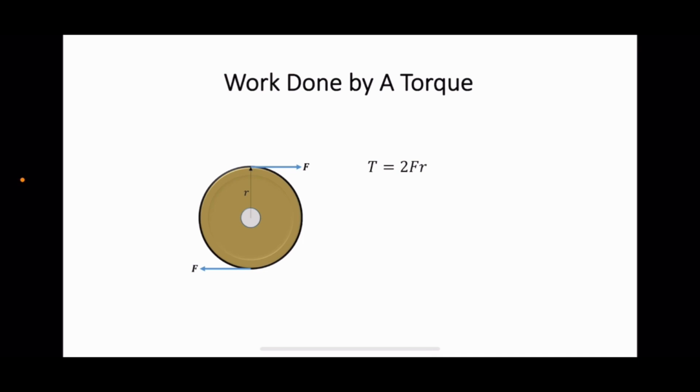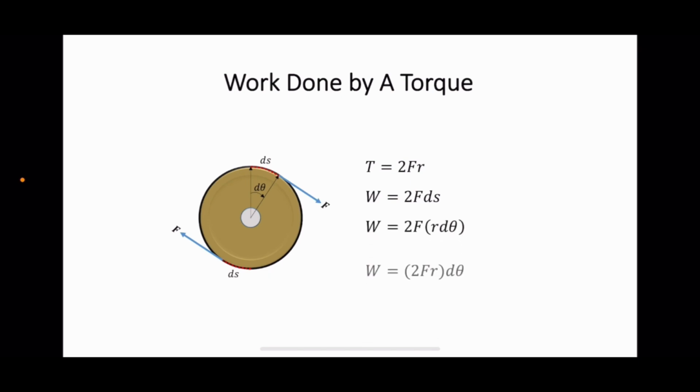So let's say the couple of forces F rotates this disk an angle d theta as follows. Then the work done by this couple is calculated by this equation, where ds is the distance that you can see on the screen. Since ds can be calculated from d theta, we can rewrite the equation like this, and this. Finally, you can see the equation to determine the work from the torque and the angle d theta.